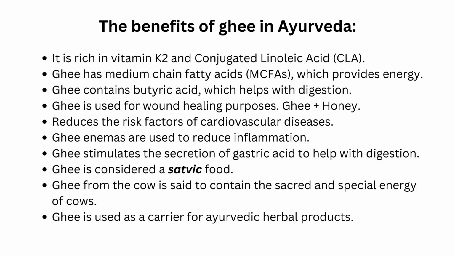Ghee is considered a sattvic food. In Ayurveda, sattvic foods are foods that are healthy and light and believed to promote growth, positivity, and the expansion of consciousness. In the Hindu culture, cows are domestic animals considered sacred and special, and ghee from a cow is said to contain the sacred and special energy of cows. Lastly, ghee is used as a carrier in the preparation of a number of Ayurvedic herbal products.